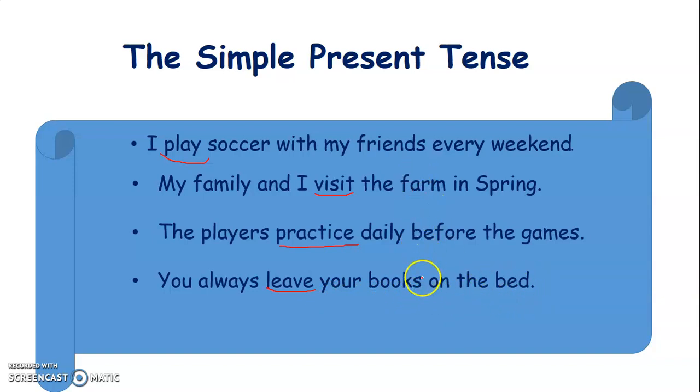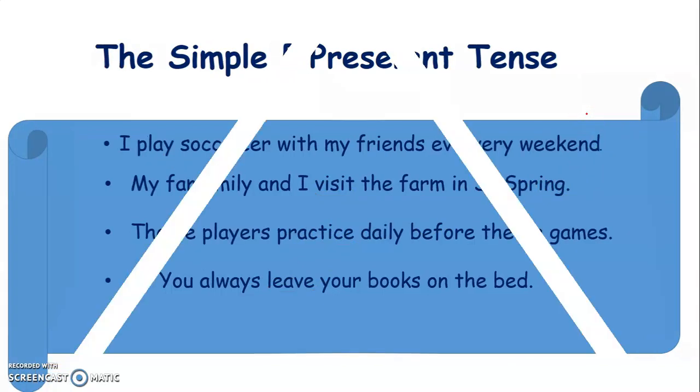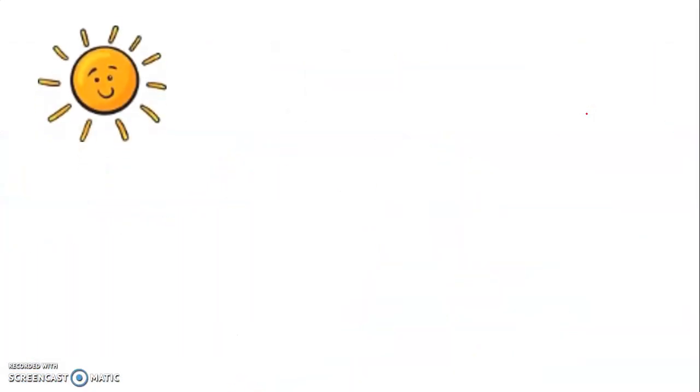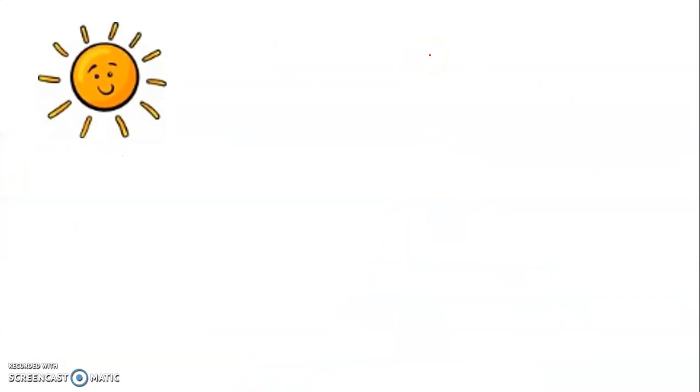In all these sentences, these verbs show habitual or regular actions. We've used the simple present tense in these sentences. And as you noticed, with I, we, they, you, we didn't change the verb. We only used the base form of the verb. Let's move to another group of sentences.